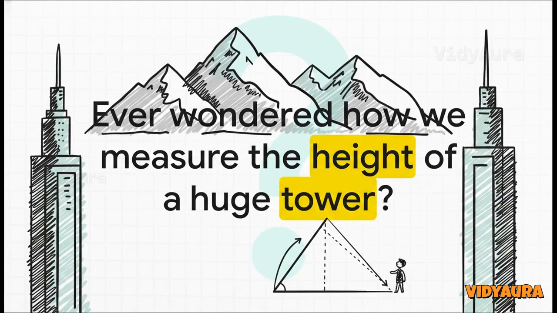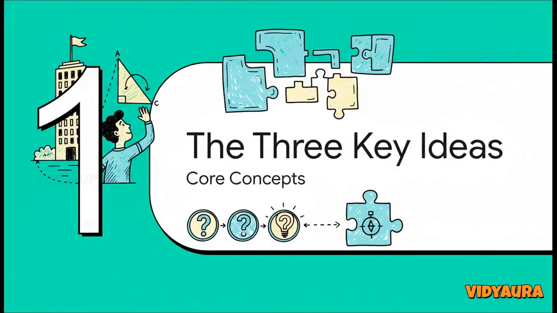So, have you ever actually thought about that? I mean, how do we know the height of a huge skyscraper or a really tall tree? It's not like someone climbs up there with a giant measuring tape, is it? So how's it done? Well, there's a secret mathematical tool, and it's called trigonometry. And that's exactly what we're going to learn how to use today. All right, let's get right into it.